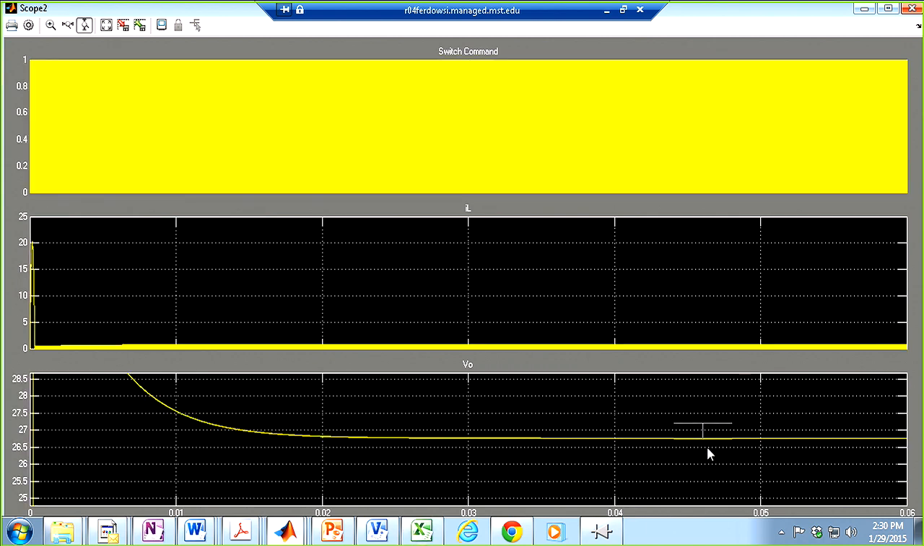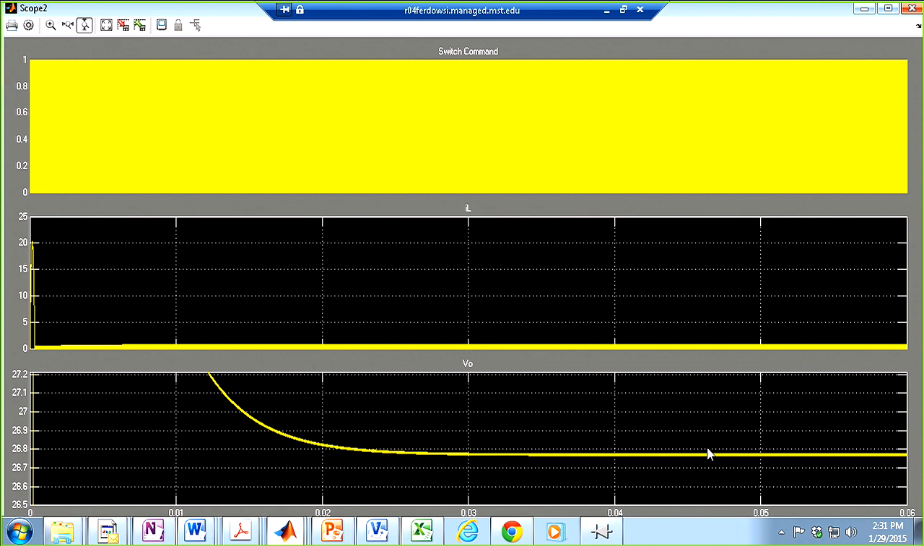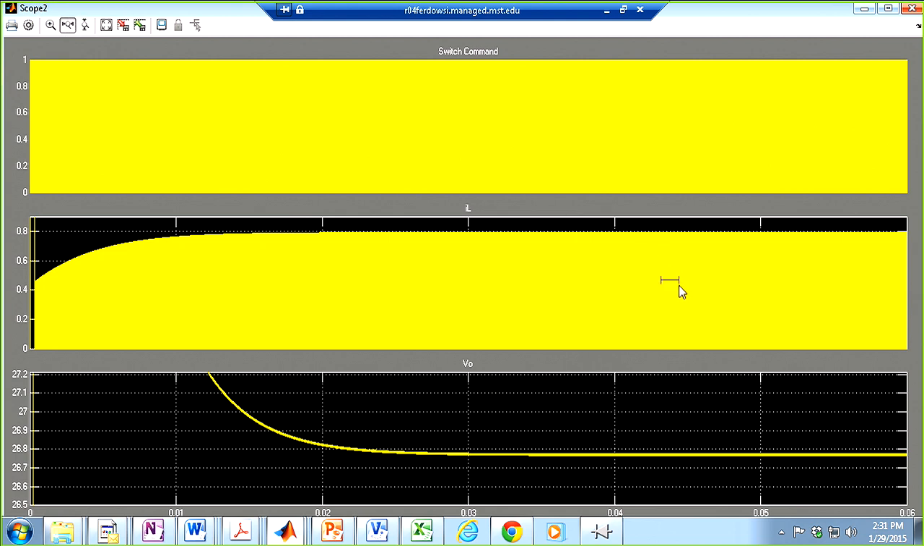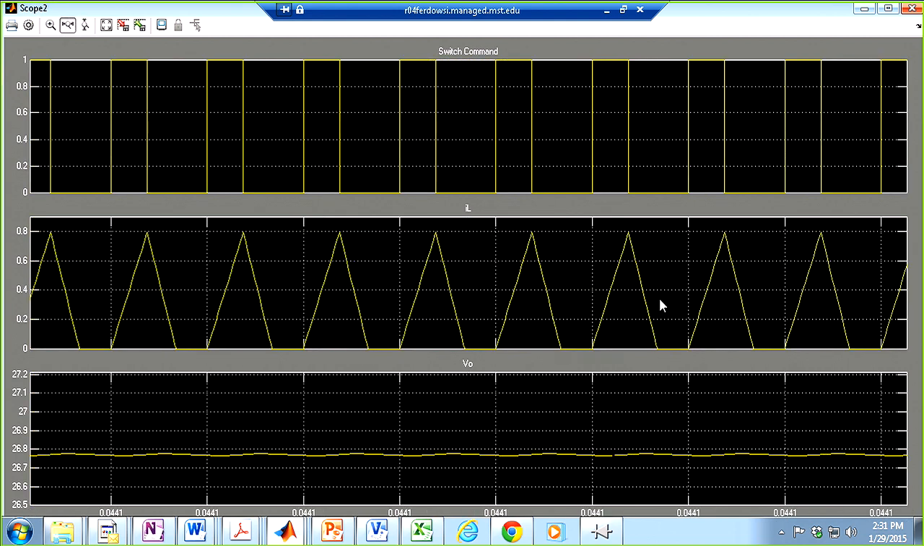We are in the discontinuous conduction mode. So light loads cause discontinuous conduction mode, because remember, L was supposed to be greater than something multiplied by R. So if R gets too large, L is not greater than that expression anymore, and you are in discontinuous conduction mode. And here is how the inductor current would look. So again, you are in discontinuous conduction mode.